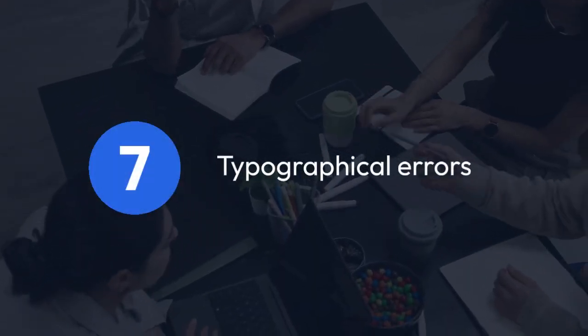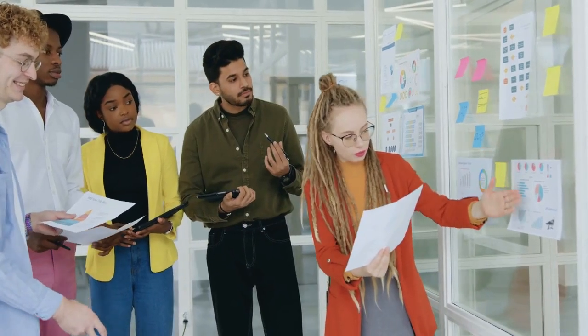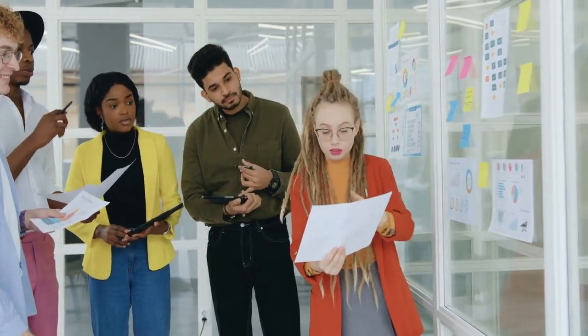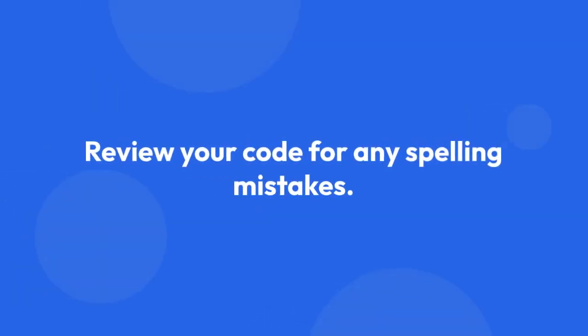7. Typographical errors. Simple typos in your code, such as misspelled cookie names or incorrect property names in res.cookie, can prevent the cookie from setting correctly. Carefully review your code for any spelling mistakes.